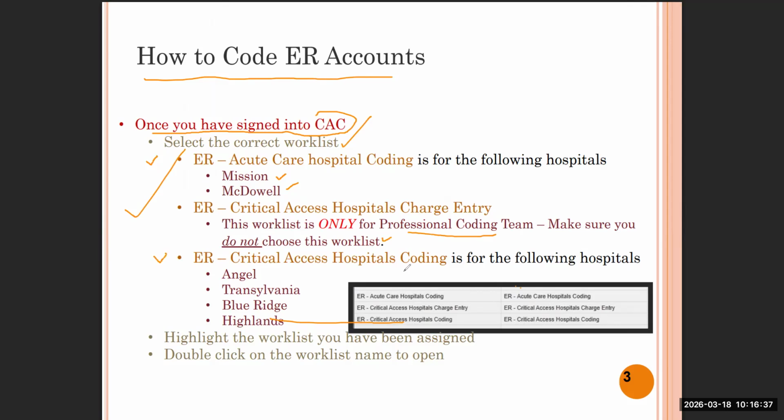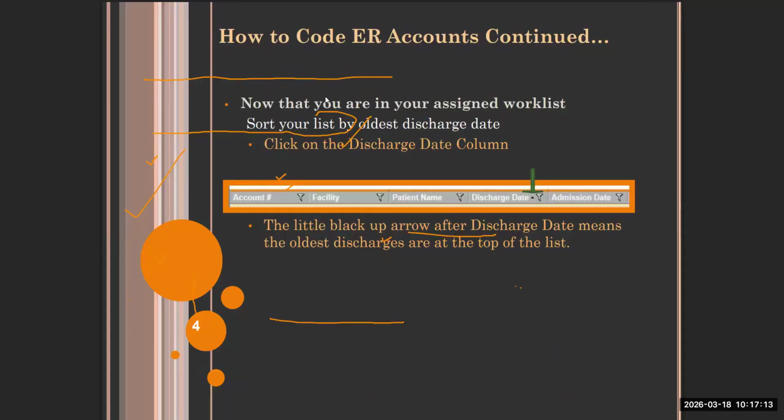ER critical care hospital coding for the following hospitals. There are some names there, so you can select and highlight the work list you have been assigned. Check that, then double click on the work list. This is how the EMR, electronic medical record, works. You will see ER acute care hospital coding, ER acute care hospital charge entry, critical care hospital coding, acute care hospital coding, like that. This information will be in the software. So let's move on to the next slide, how to code ER.